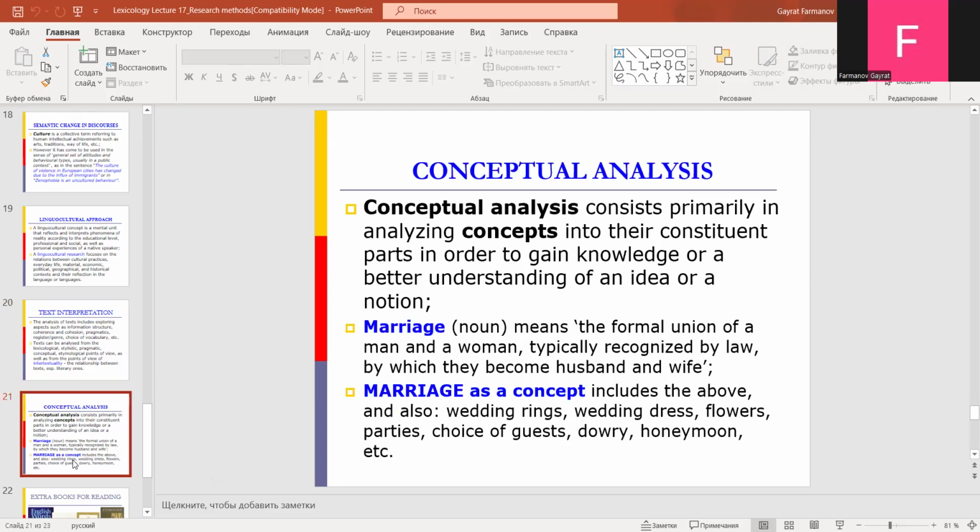Conceptual analysis. Conceptual analysis consists primarily in analyzing concepts into their constituent parts in order to gain knowledge or a better understanding of an idea or a notion. Marriage, noun, means the formal union of a man and woman, typically recognized by law, by which they become husband and wife. Marriage as a concept includes the above and also wedding rings, wedding dress, flowers, choice of guests, dowry, honeymoon, etc.